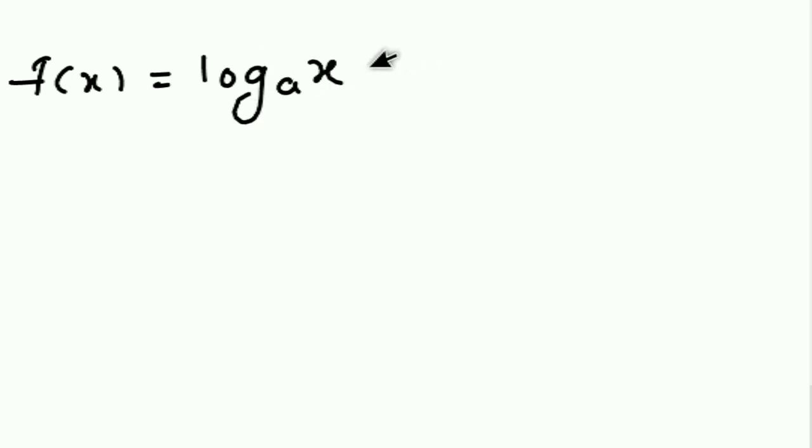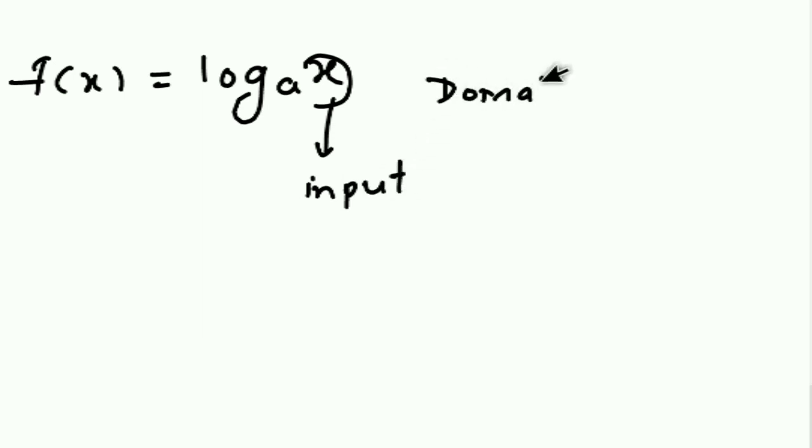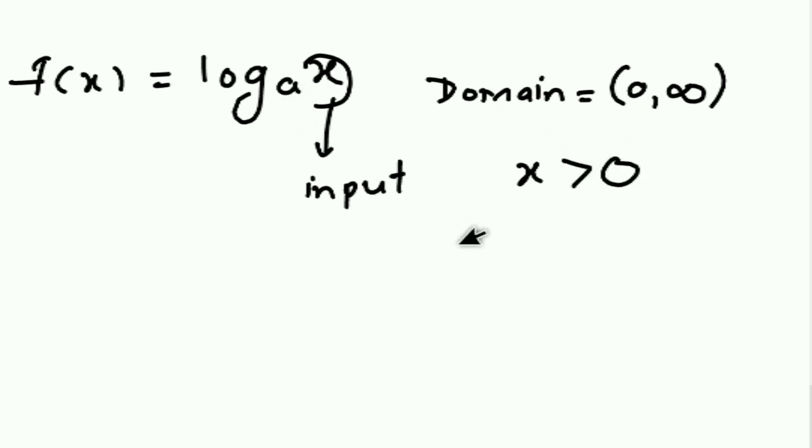So let's see the logarithmic function. A logarithmic function is like this: function of x is equal to log to the base a of x. We will put x values; this will be our input. So what will be our domain, means possible input? The domain is from 0 to infinity. So we have to put positive values here, and we can't put 0 here. Means your x should be greater than 0, and your base should be not equal to 1 and should be greater than 0.